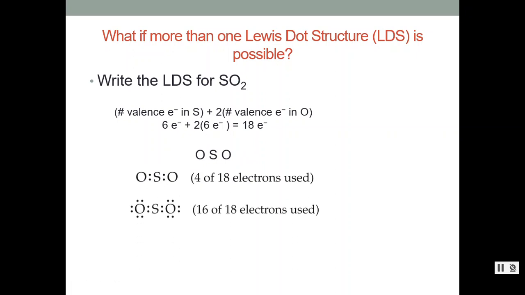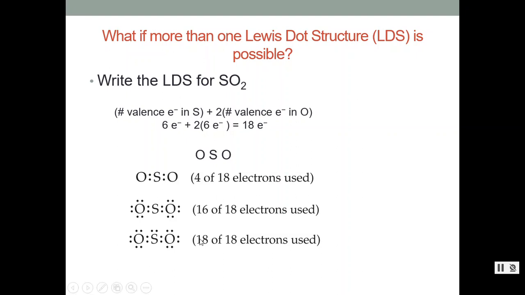Complete the octets of my outer atoms. And doing that, my outer atoms are happy, but I have not used all of my valence electrons yet. I've used 16 of my 18 valence electrons. I've got 2 more that need to be placed. Anytime you've got extra valence electrons after completing the octet, put them on the central atom. And so that would be a perfectly reasonable Lewis dot structure at this point.